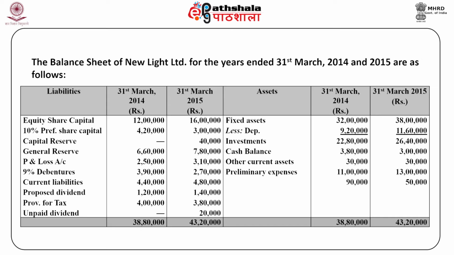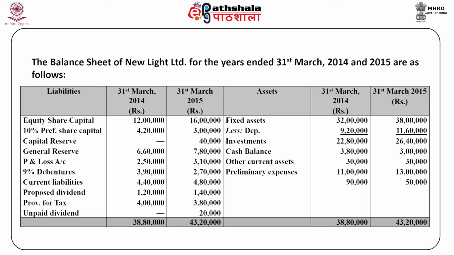The total for the 2 years comes to 38 lakh 80,000 and 43 lakh 20,000. The assets are as under: fixed assets 32 lakhs, 38 lakhs, less depreciation 9 lakh 20,000, 11 lakh 60,000. The net block will come to 22 lakh 80,000 and 26 lakh 40,000.